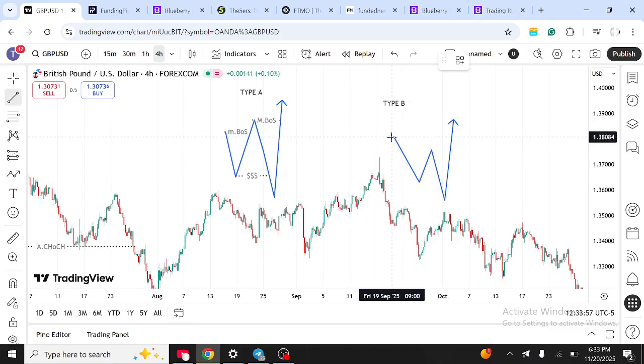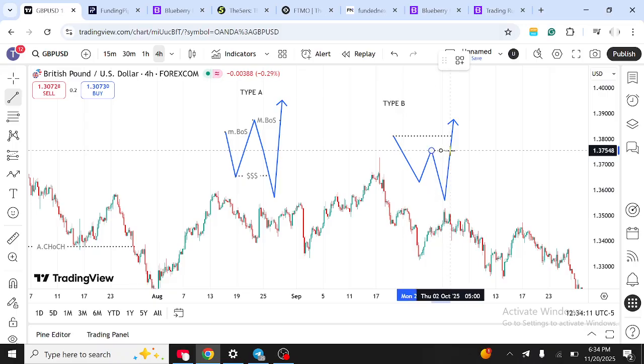So type B liquidity is that liquidity that has multiple break of structures. Okay. So this is a break of structure. This one is a break of structure, which maybe I can call my minor break of structure.